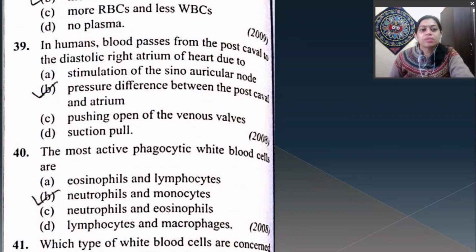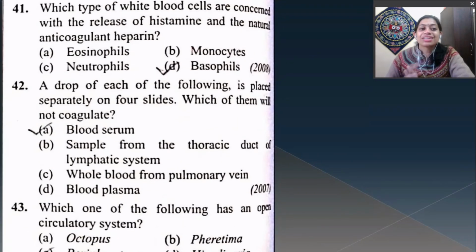In humans, blood passes from the post-caval to the diastolic right atrium of heart due to the pressure difference. Mainly, जो भी blood pass होगी, mainly pressure difference से ही होता है. So pressure difference between post-caval and atrium. The most active phagocytic white blood cells are neutrophils and monocytes. They are very active phagocytes. Which one of the white blood cells are concerned with the release of histamine, natural anticoagulant heparin? So it is basophil.